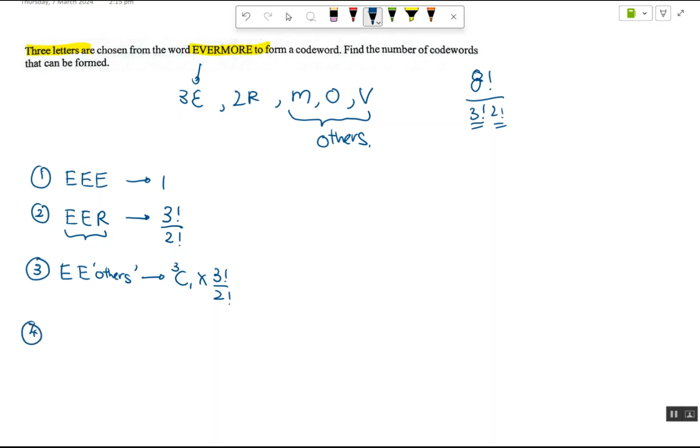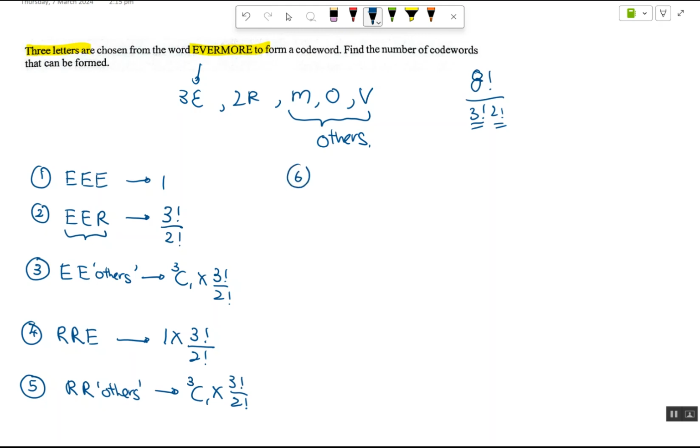Now case 4, I believe I've used up all my E's already. What if I have 2 R's and an E? I have to choose the E first because there are 3 E's, and actually there is only one possibility of choosing E. Multiply by 3 factorial over 2 factorial, just to permute among these 3 of them. Then number 5, what if I chose an R and the others? That would be the same as case number 3, 3 choose 1, multiply by 3 factorial over 2 factorial.